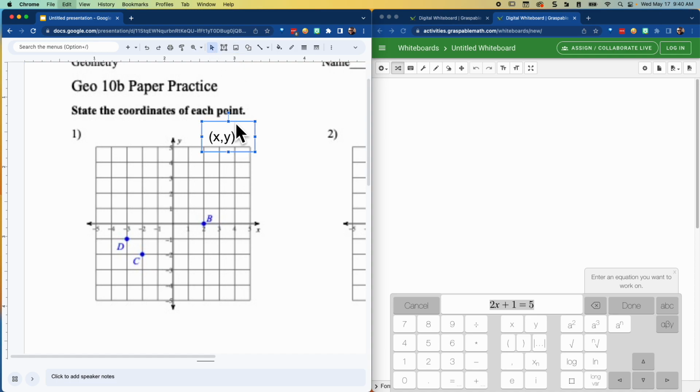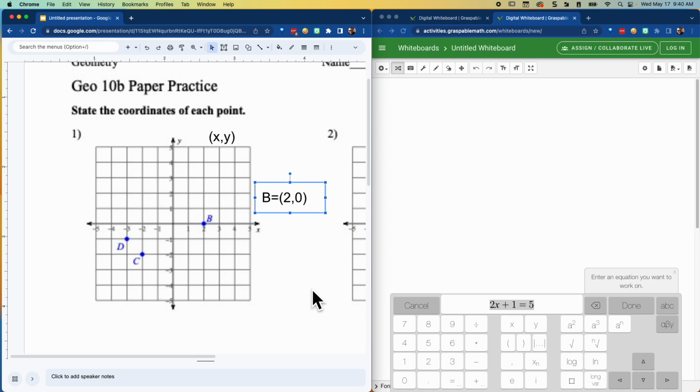paste this, and B is going to be at 2 for the x value, positive 2. And for the y value, it's not at 1 or negative 1, it's right in the middle between those two numbers. So when it's on an axis like this, one of your numbers is going to be 0.